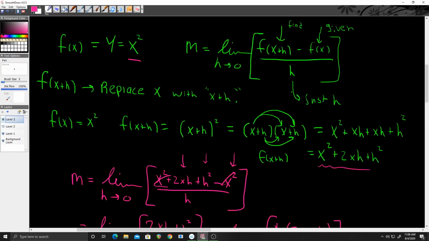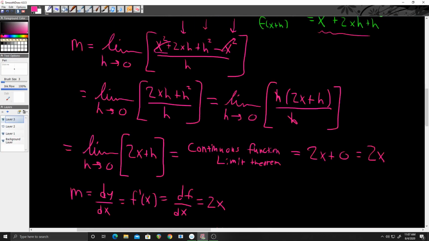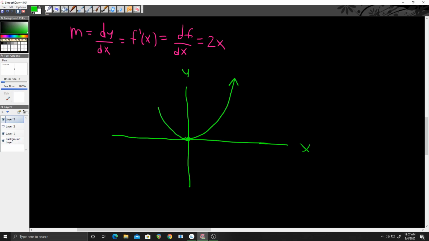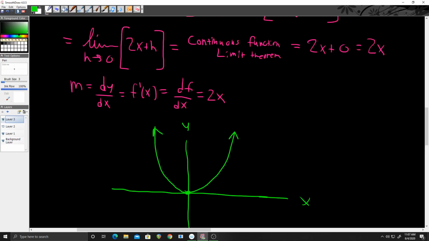So that's the calculation. Now let's talk about some of the consequences, to make sure that we actually understand what's going on. So here's my little x and y grid. We know what x squared looks like, like this. Now what this is saying is that the slope at any point on y equals x squared is given by twice the x value.